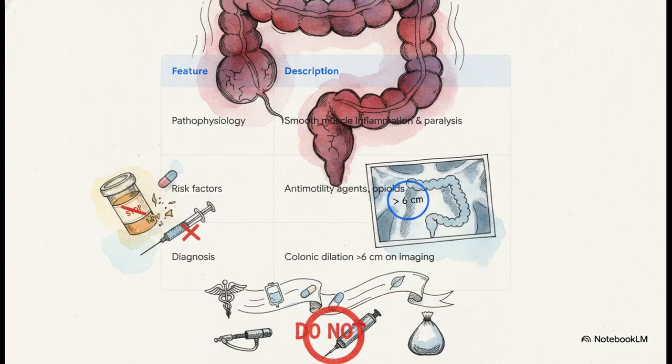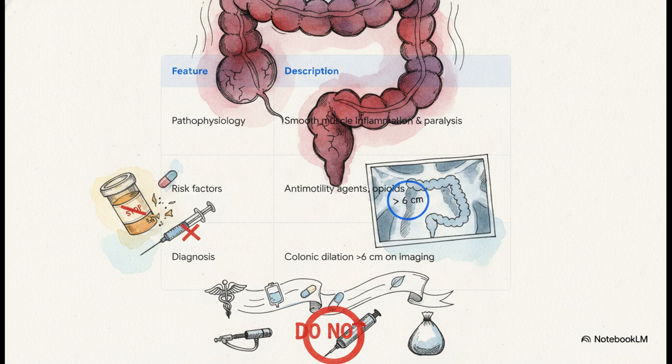You also need to be hypervigilant for toxic megacolon, which is a true medical emergency. It's severe colonic smooth muscle inflammation and paralysis, usually complicating IBD or infectious colitis. Here's a pro tip. Do not give antimotility agents like loperamide or opioids to someone with infectious colitis. It drastically increases their risk of developing this.